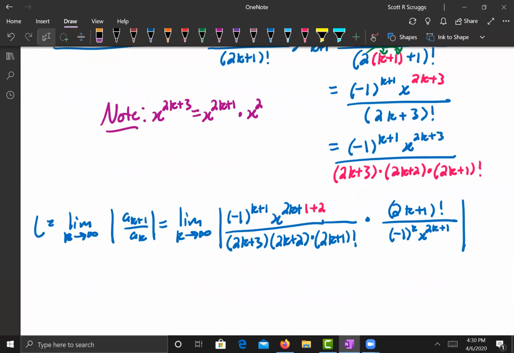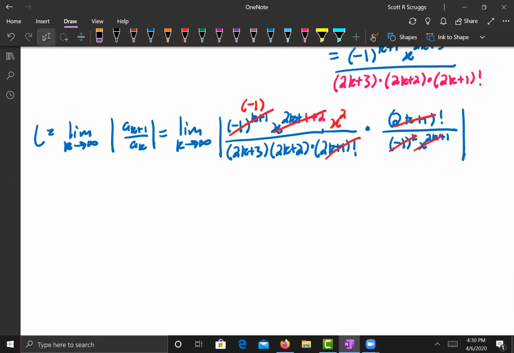All right, so now we're going to see a lot of stuff dying. First thing that's going to die is the negative 1 to the kth power, and I'm now just left with a negative 1, which is going to be gone because of the absolute value. 2k plus 1 factorial gets to die off, and I'm now just left with the 2k plus 3 times the 2k plus 2 in the denominator. And the s raised to the 2k plus 1 dies off, leaving me with only x squared.